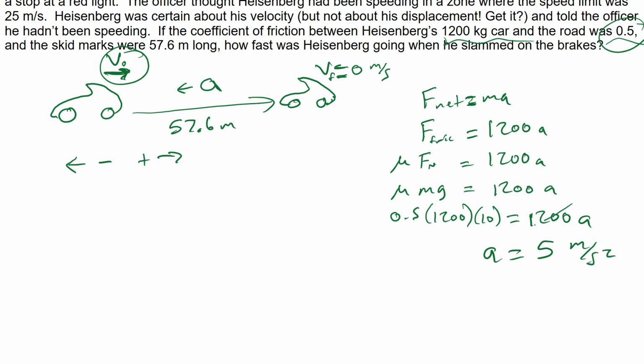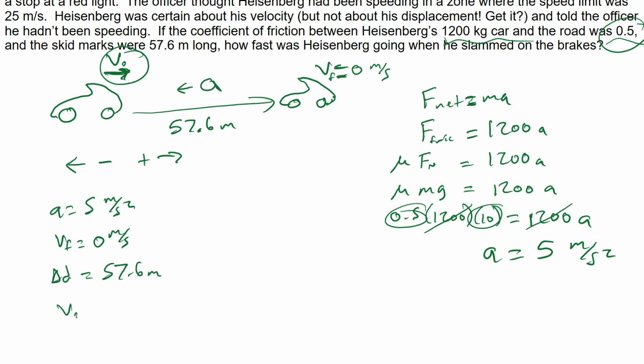Okay, a simple way to do this, by the way, is to just cross out the mass, and then over here you've got 0.5 times 10, which is 5. But in any event, we now know that our acceleration is 5 meters per second squared. Okay, so acceleration's 5, the final is 0 meters per second. Change in displacement is 57.6 meters, and I want to find V naught. What equation uses all of these variables? Pause right now and see if you can figure it out.